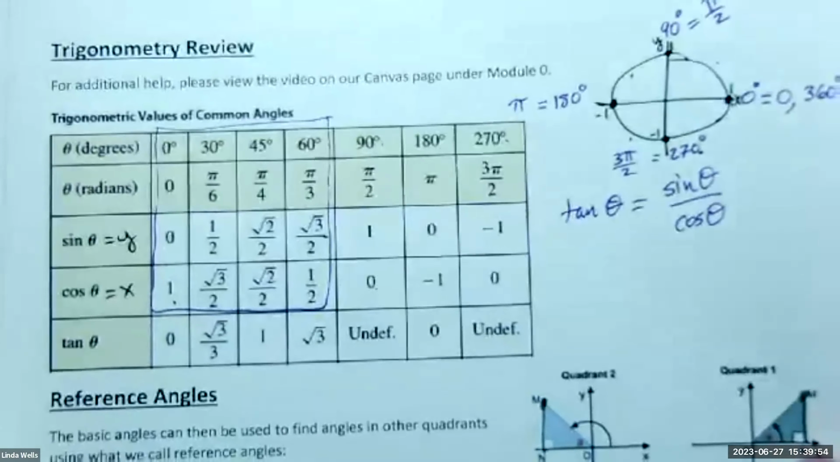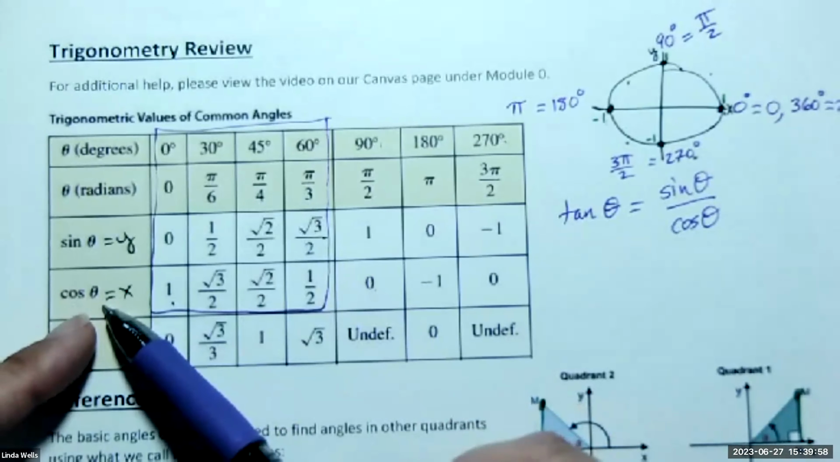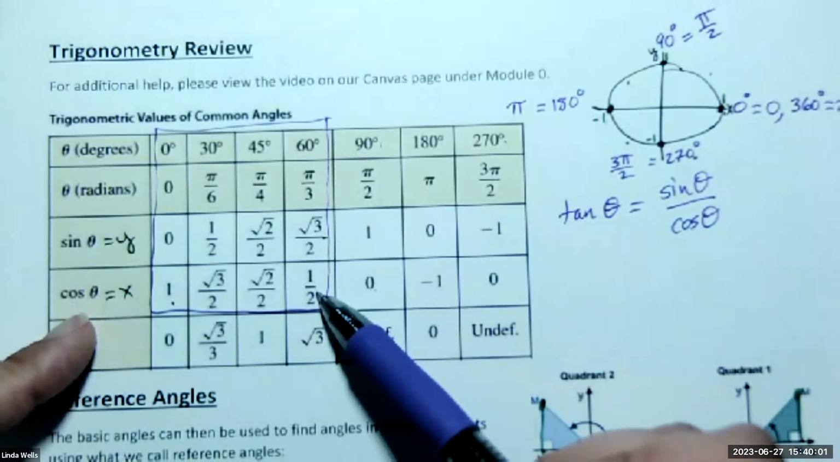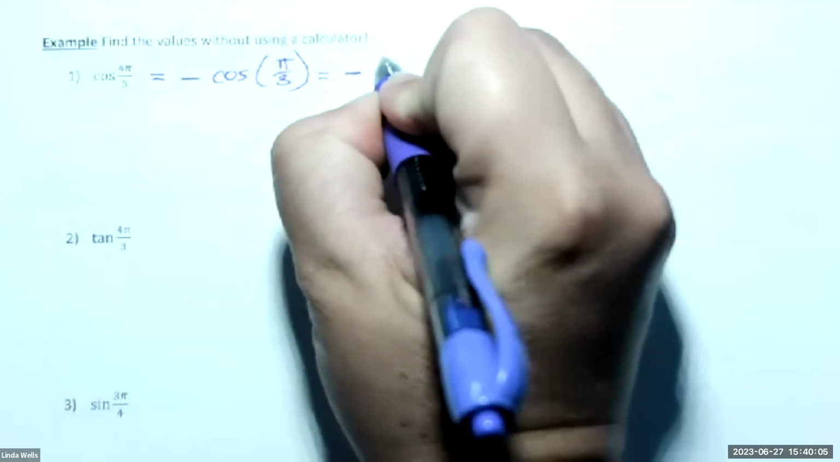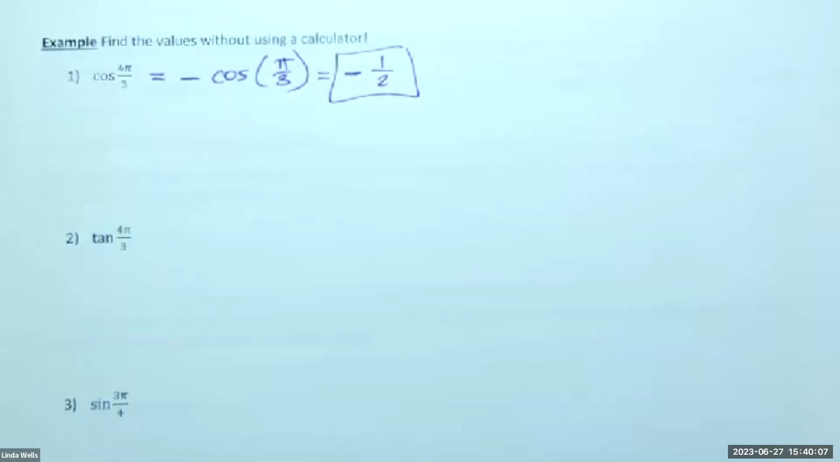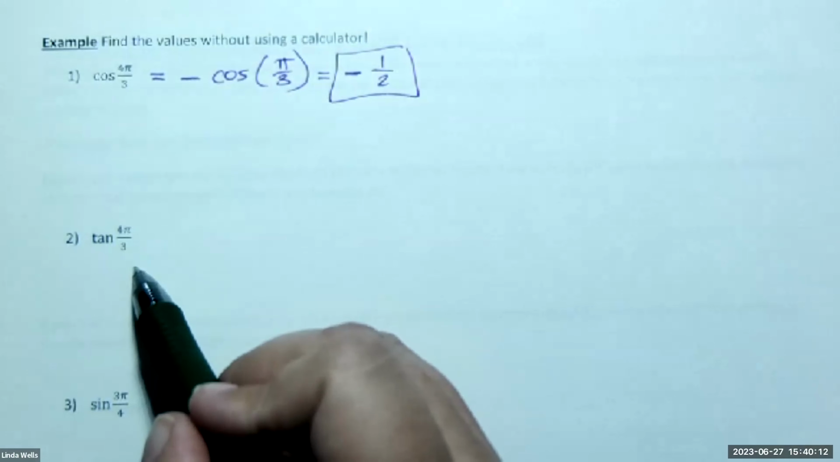Now, how do I find cosine of pi over 3? We memorized the table, right? You're going to, between today and Thursday next week. All right, cosine of pi over 3 is 1/2. But we need a negative. If you would like to memorize tangent's reference angle, it works the same way.